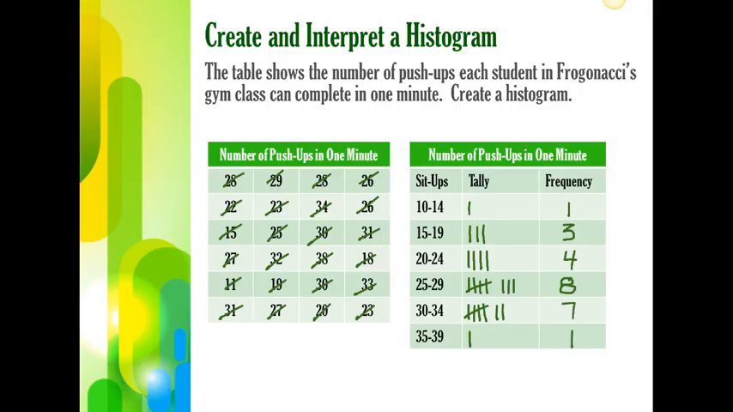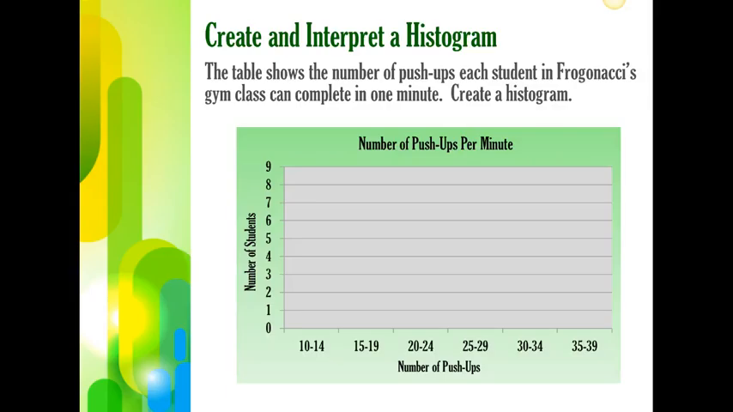Now that we have organized our data into a frequency chart, we can create our histogram. To create the histogram, we will first need to set up our graph structure. We will have a title, and then the intervals will go along the x-axis. That is the number of push-ups done by each student. On the y-axis, we'll have the number of students. The bar height will be the number of students who can do each interval of push-ups.